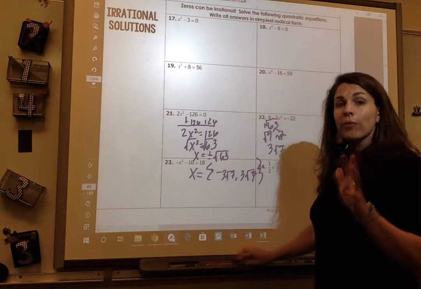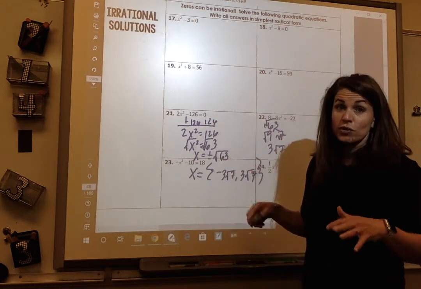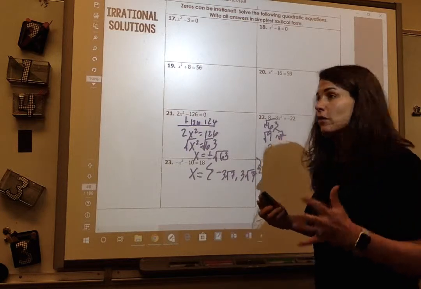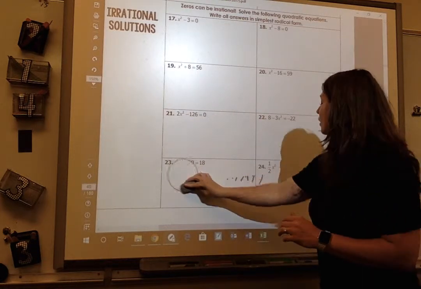Okay, so that's how we do the irrational solutions. And irrational, just remember, doesn't fit the form A over B. It's not a perfect square. It's an irrational. All right, so good luck on that one.